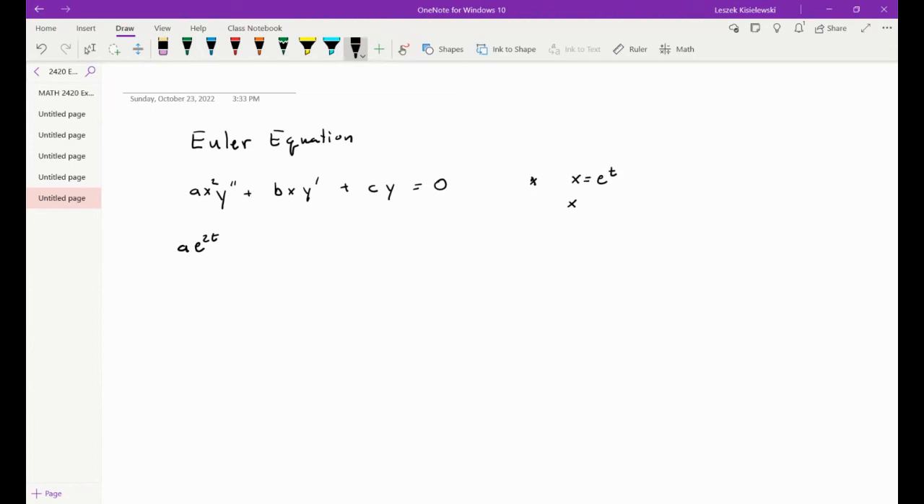With the deriving, let's assume that y for the time being is just some power of t. That's the form that your solution takes. Or sorry, x. No, I'll use t.